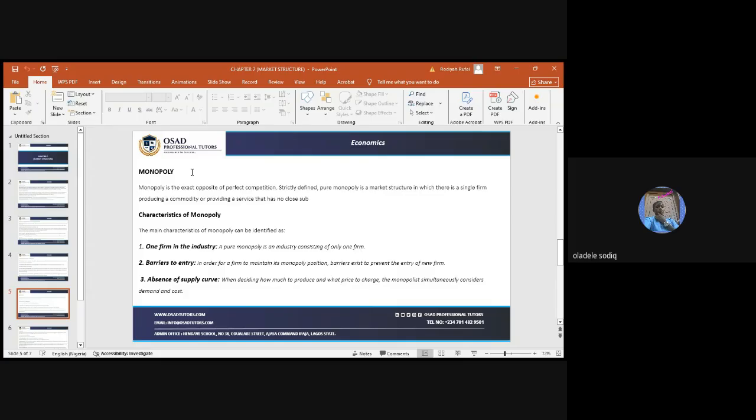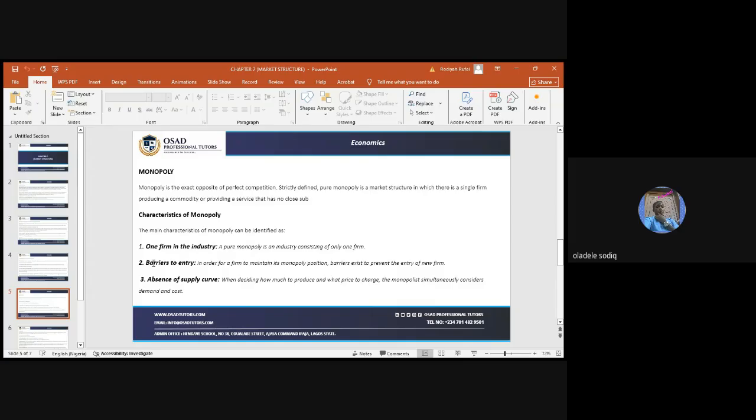So what are the characteristics of monopoly? Number one is that there is one firm in the industry. Please take note of that. In monopoly, we only have one firm in the industry. A pure monopoly is an industry consisting of only one firm. So that is the characteristic of monopoly, only one firm in the industry.